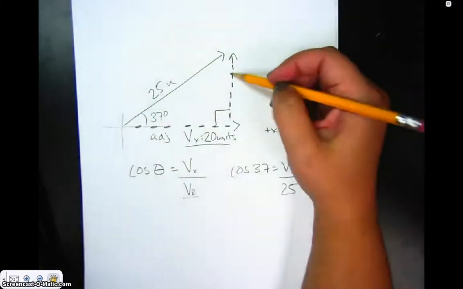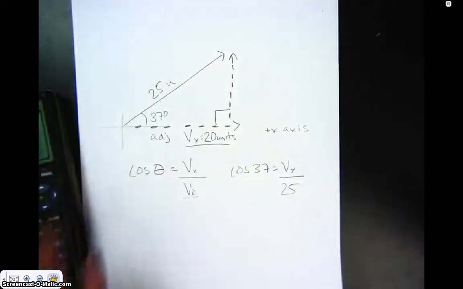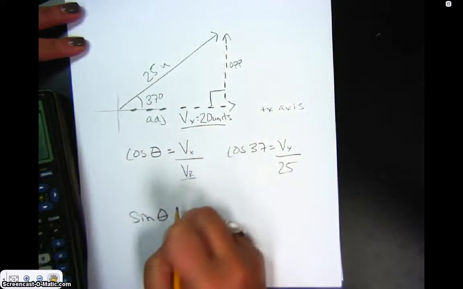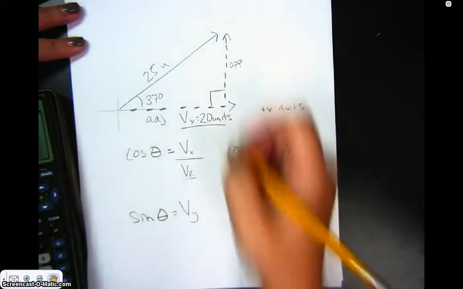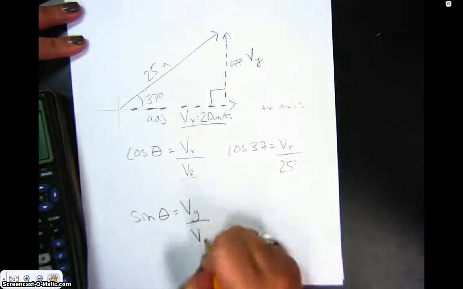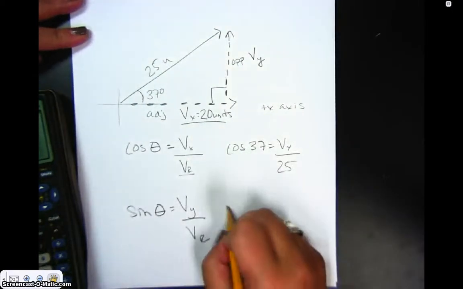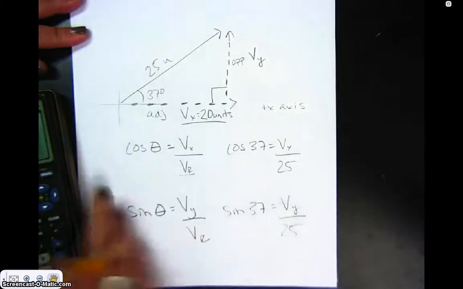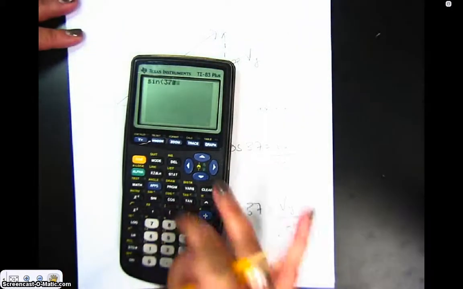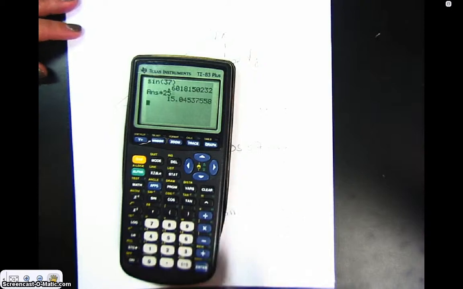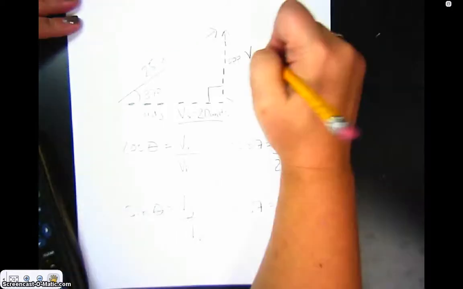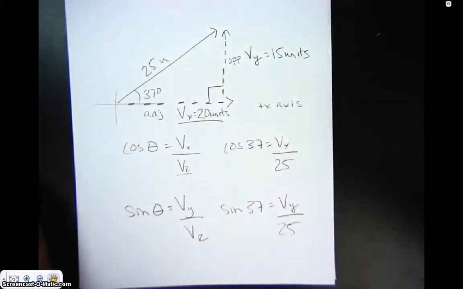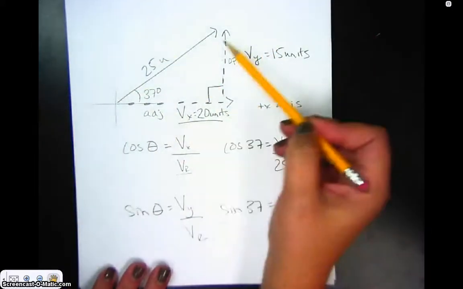Then if I was going to work my way up, I could use the y component. So the y component is going to be the opposite. So that trig function we would use would be sine. So sine theta is equal to, and we'll call that Vy, all over resultant. Right? So the sine of 37 is equal to Vy, or the y component, all over 25. Okay, so that's about 15. So this is called the component method for determining the x and y components of any vector.